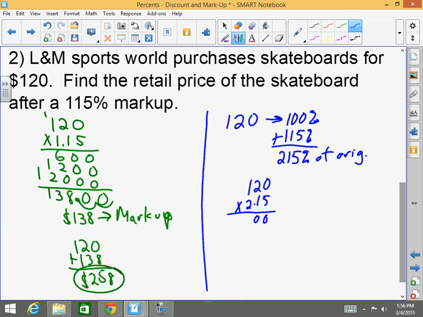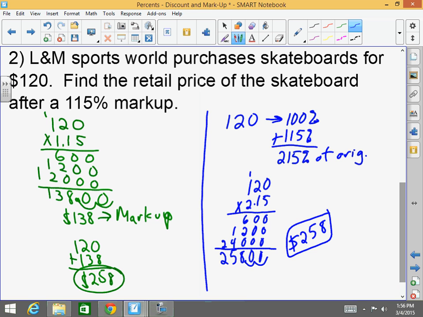0, 0, 6. Skip a space. 0, 2, 1. Skip 2 spaces. 0, 4, 2. When you add it up, gentlemen, you have to move the decimal 2 places, and you get $258. That is what you will pay. Yes, sir.